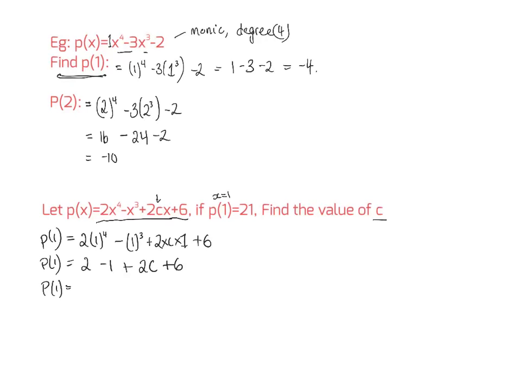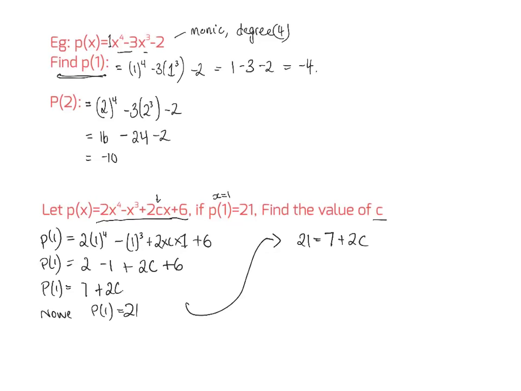If we tidy that up, we're going to add all like terms. We get that p of 1 is 7 plus 2c. Now, we know that p of 1 equals 21 because they told me that. So I could say 21 equals 7 plus 2c.